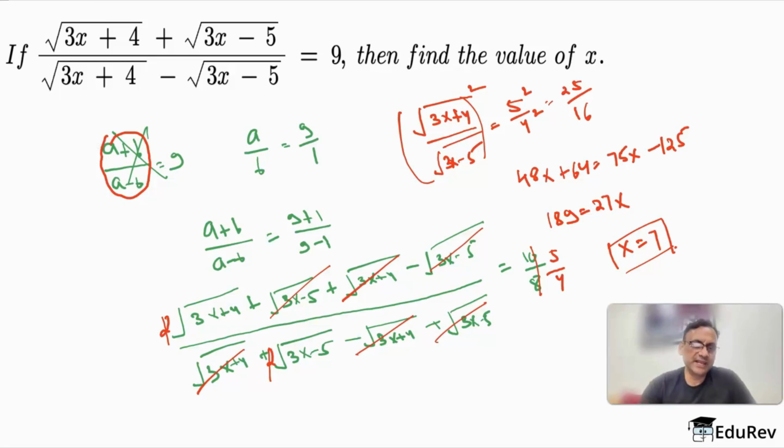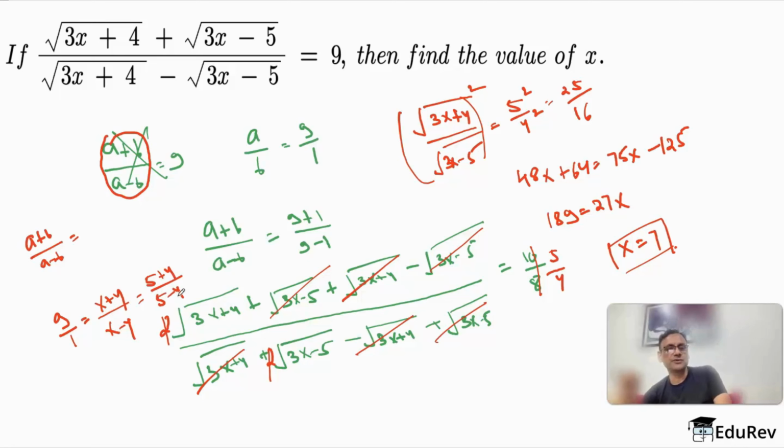Because if you take this as a plus b upon a minus b, then you will have to figure out that 9 upon 1 has to be equal to x plus y upon x minus y. So it has to be 5 plus 4 upon 5 minus 4. Two values whose sum gives you 9 and whose difference gives you 1. Though this also you can solve via equation. If x plus y is equal to 9, x minus y is equal to 1, 2x is equal to 10, so x is equal to 5, and if x is 5 then y is 4.